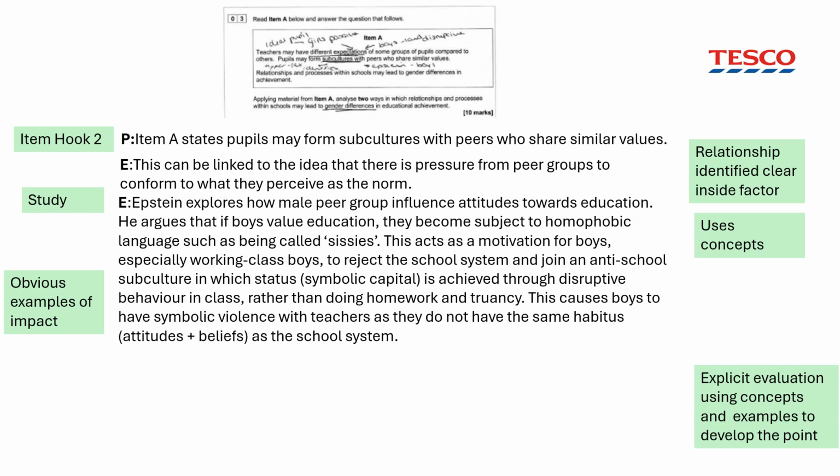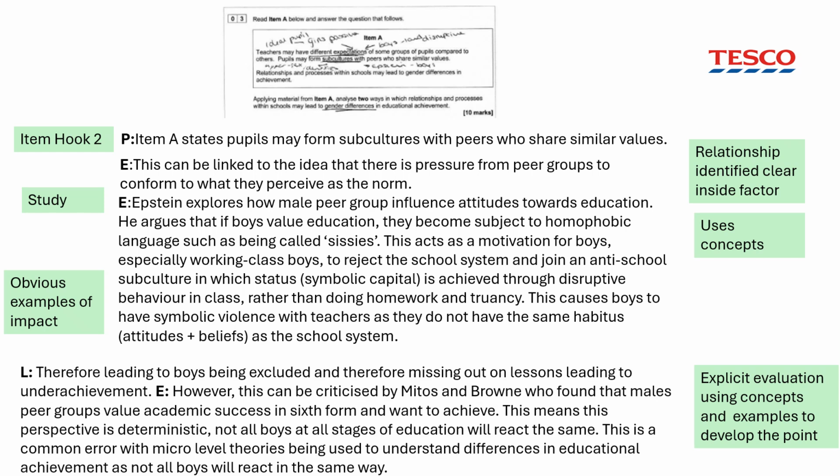Epstein explores how male peer groups influence attitudes towards education. He argues that if boys value education, they become subject to homophobic language, such as being called sissies. This acts as motivation for boys, especially working class boys, to reject the school system and join an anti-school subculture in which status, or symbolic capital, is achieved through disruptive behaviour in class rather than doing homework and truancy. This causes boys to have symbolic violence with teachers as they do not have the same habitus as the school system, therefore leading to boys being excluded and therefore missing out on lessons, leading to underachievement.